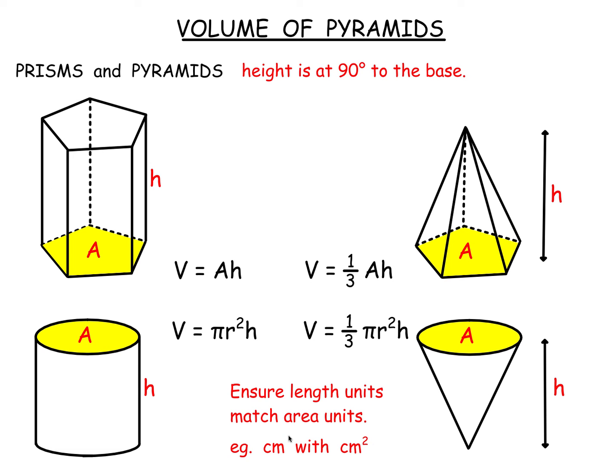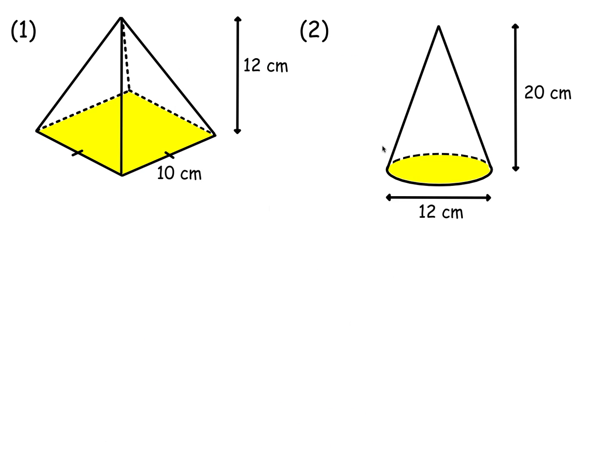And like the prisms, you make sure the units of the area match up with the height. So if the area of the base is in square centimetres, your height needs to be in centimetres, so the volume's cubic centimetres. Otherwise it's very like prisms. There's an area of base here you've got to calculate. You multiply it by the height, but because it's a pyramid, you divide by 3. So the area of the base is a square 10 by 10.